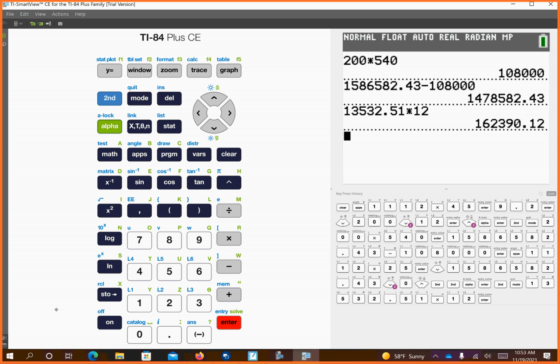Your $1,586,582 might not be 1 million. It might be 8 or 9 million. It might be 10 million. Think about that. I'm just trying to plant a seed.